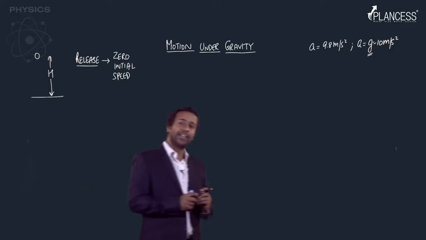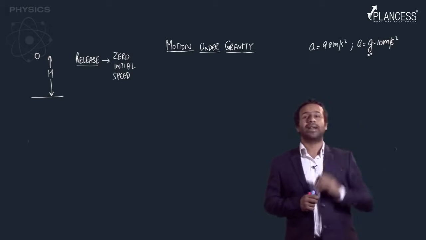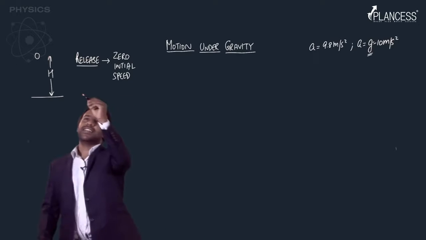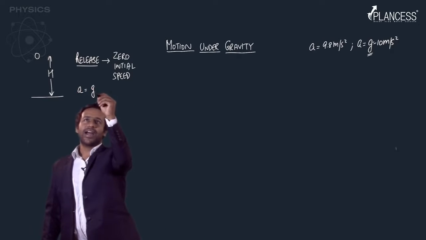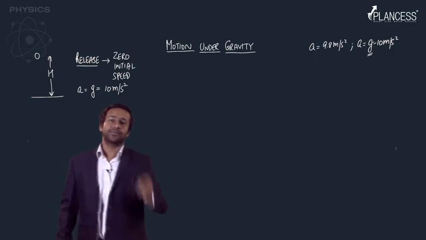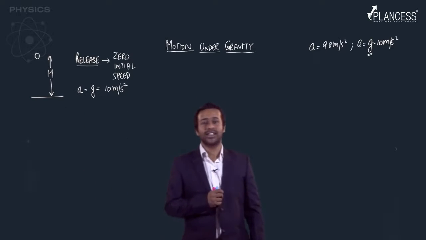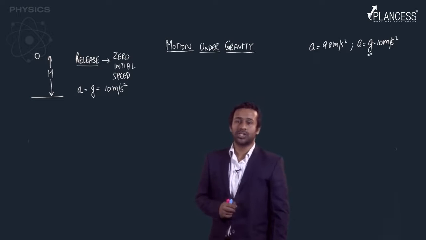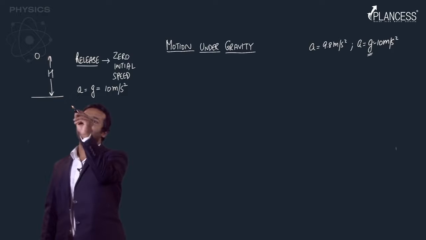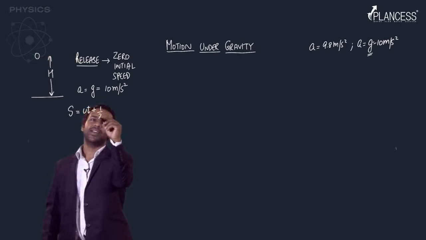And because of gravity, we know that there will be a constant acceleration given by 10 meters per second square. So the acceleration, which is acceleration due to gravity, has a constant value which is 10 meters per second square. And we know that as long as a particle has constant acceleration, the equations of motion are valid. So for the motion of this particle, we can write the second equation, s is equal to ut plus half at square.